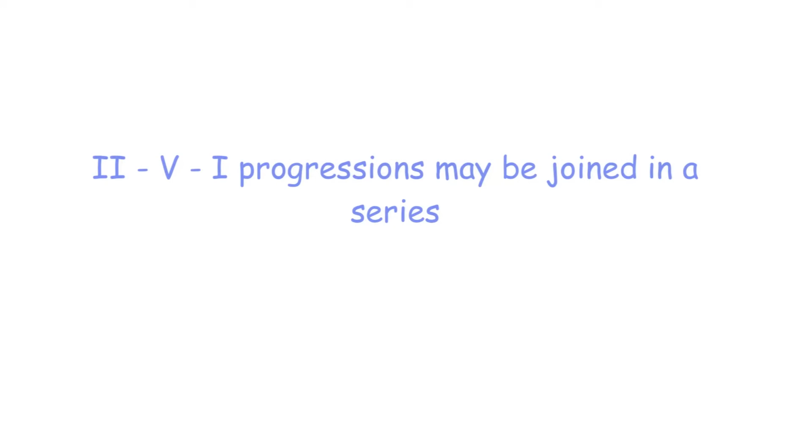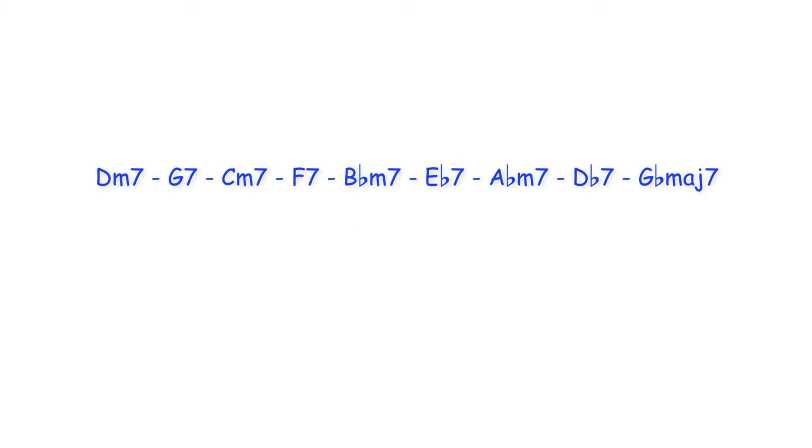2-5-1 progressions may also be joined in a series. In the following sequence, each 2-5-1 progression is connected. The C minor 7th, B flat minor 7th, and A flat minor 7th chords are both the tonic chords of one 2-5-1 progression and the supertonic chords of the next. This chordal duality is a common means of creating 2-5-1 sequences where the tonic root notes again descend in major seconds.